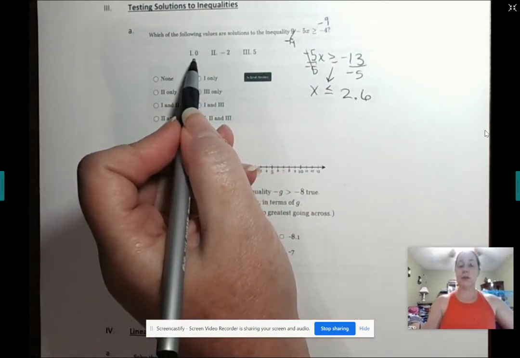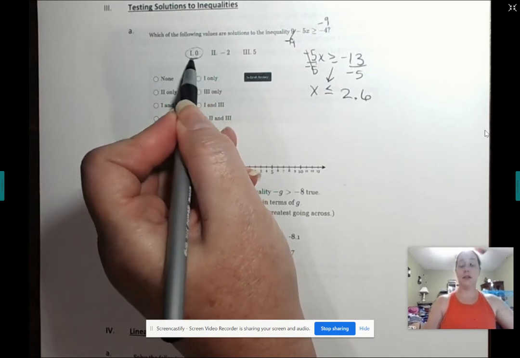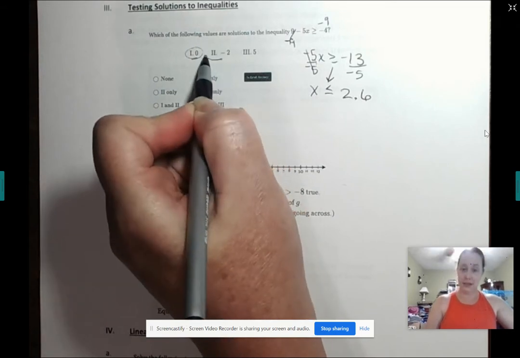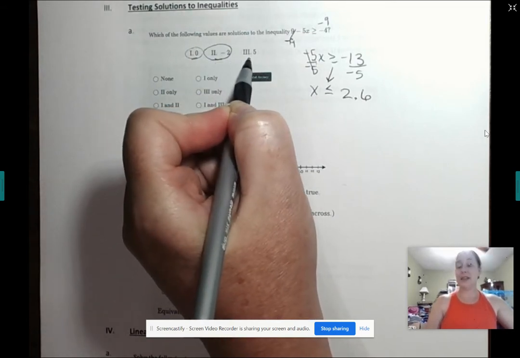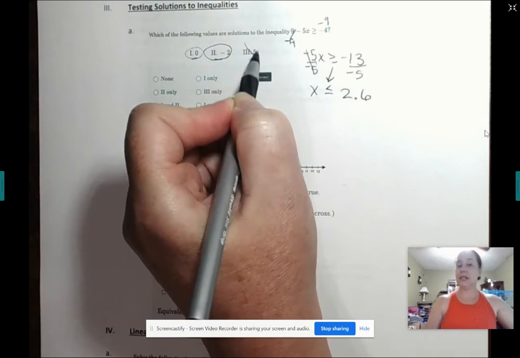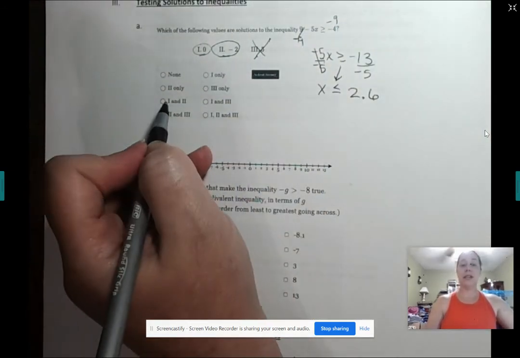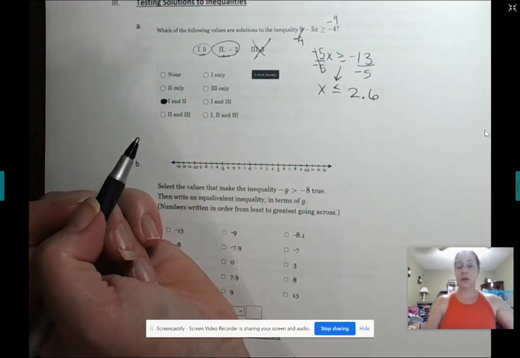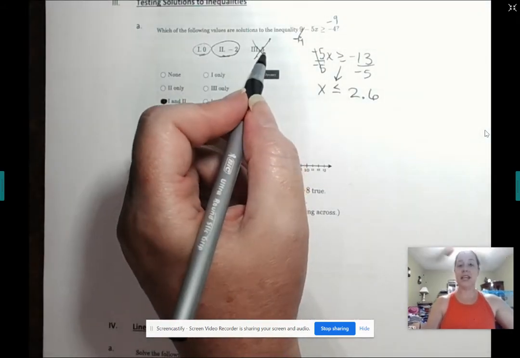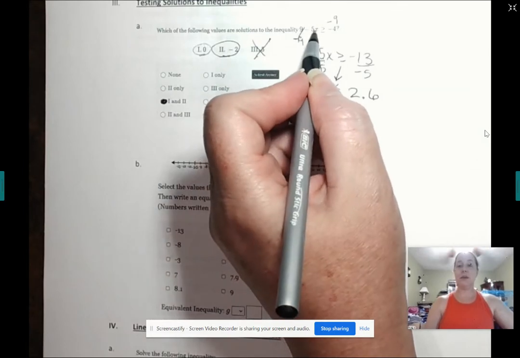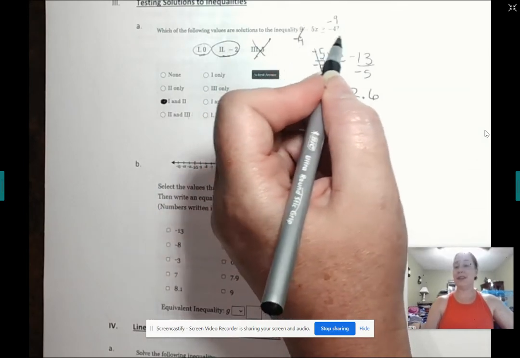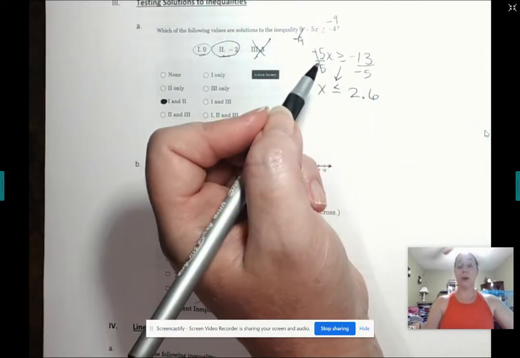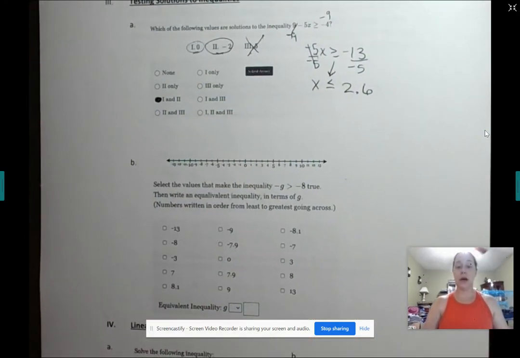Is 0 less than 2.6? Yes, it should work. Is negative 2 less than 2.6? Yes, it is. Is 5 less than or equal to 2.6? No. So we want to choose the answer choice that only includes answer 1 and answer 2. Those are the only two included. And you can always test a 5. You can test a 5 up into the original problem, and you will get something that is not a true statement. But if you test the 0 and the negative 2, they will both give you true inequalities.